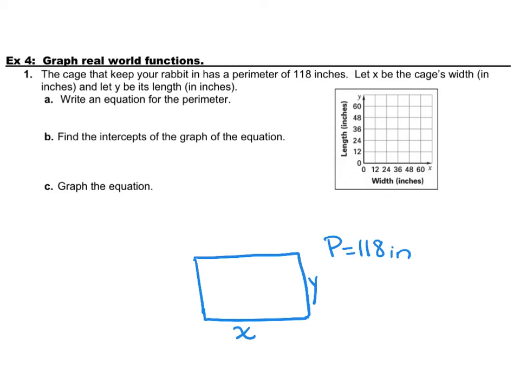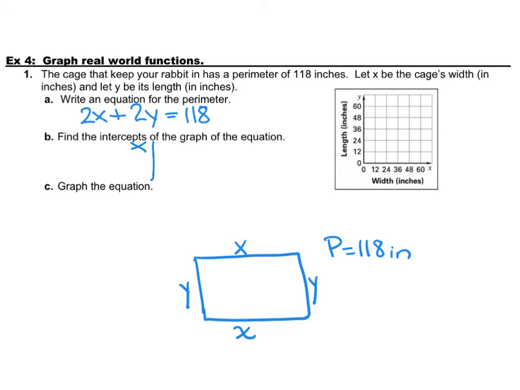So when we would write our equation then, remember we would end up with a y over here and our x over here, because the x plus y would give us that perimeter of 118 inches. So when we look at this, we have two x's. So in our equation, we would have a 2x plus, and we have two y's, 2y is equal to 118. So let's find the intercepts for the graph.